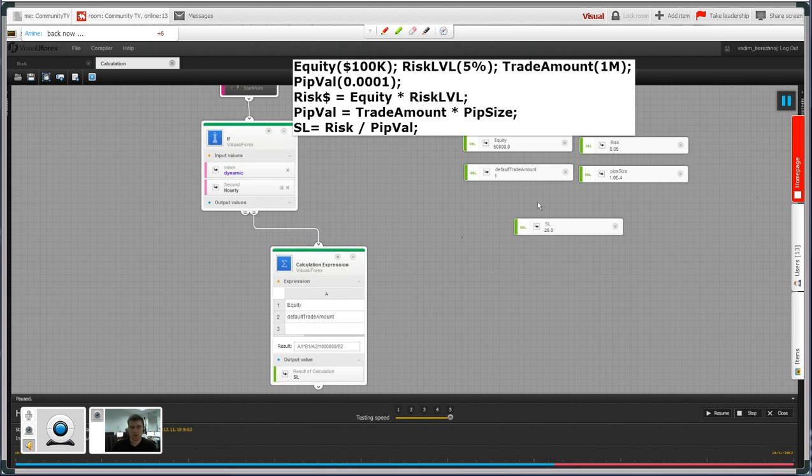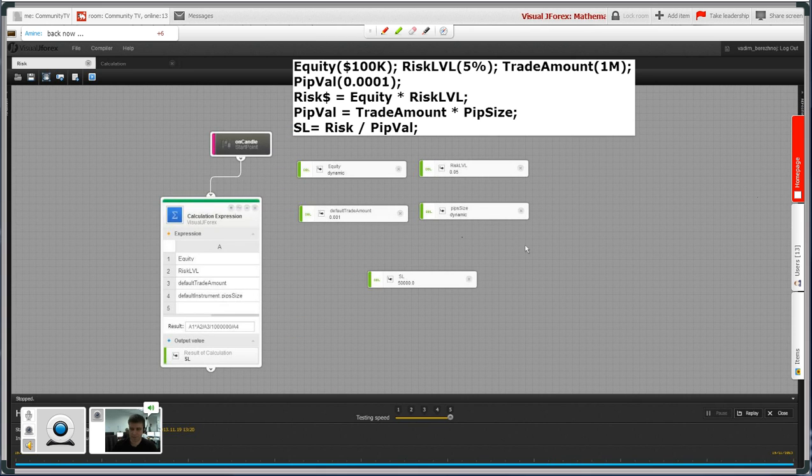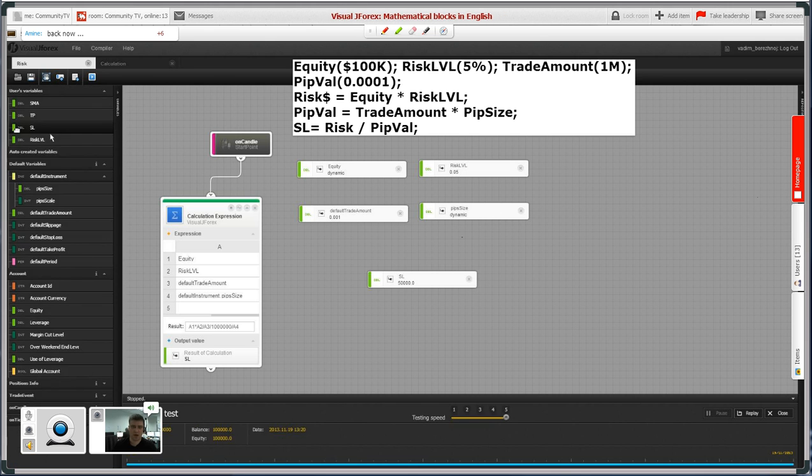Here it calculates. Okay, let's correct our first draft. What can be wrong here? First, we use equity, got it. Risk level is... I forgot to. Actually, it uses the default value 5%. That's okay.